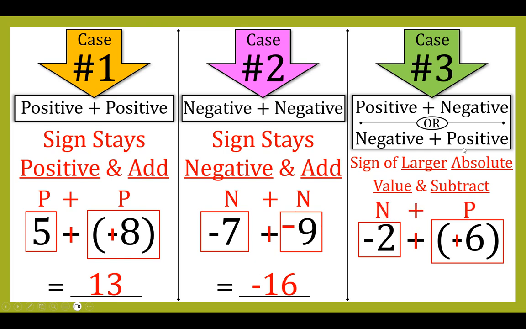Okay, so again, a negative plus positive, I'm going to use the sign of the larger absolute value. Well, what that means is I'm not looking at the negative, I'm looking at the absolute value. So this absolute value is 2, this absolute value is 6. Which number is greater, 2 or 6? Well, 6 is greater. So my answer is going to be positive. Now what I need to do is subtract. So 6 minus 2 will give me 4. And again, it is going to be positive because that's the greater absolute value. So my answer is positive 4.